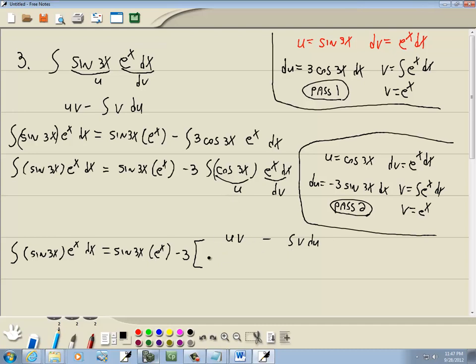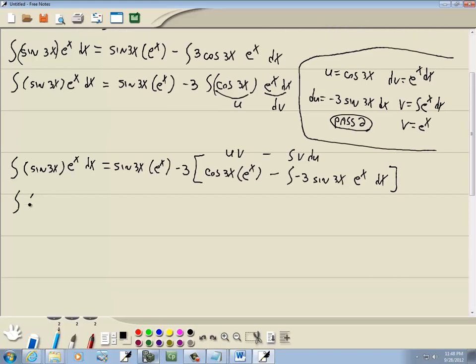Well, u was cosine 3x, v was e to the x, minus the integral of v. Again, I'm not going to put this in that form though. Let me do my du first. I'll put the negative 3 sine 3x, and then I'll put the v, e to the x dx. So see again, I put the v right here, the negative 3 sine 3x and the dx are still there.